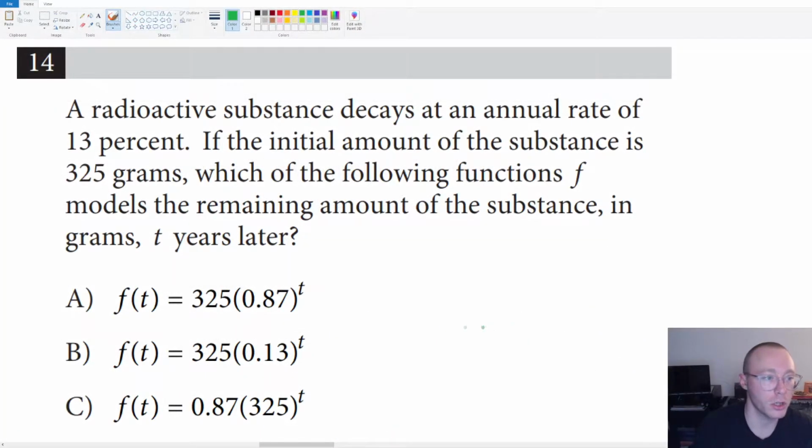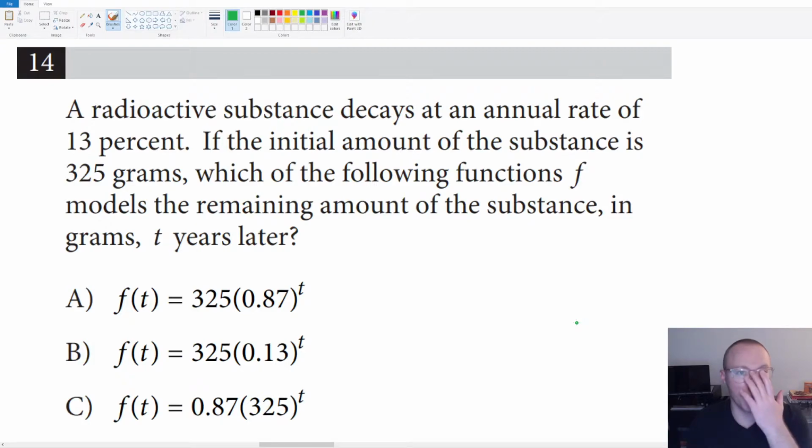Let's take a look. A radioactive substance decays at an annual rate of 13%. If the initial amount of the substance is 325 grams, which of the following functions F models the remaining amount of the substance in grams t years later?